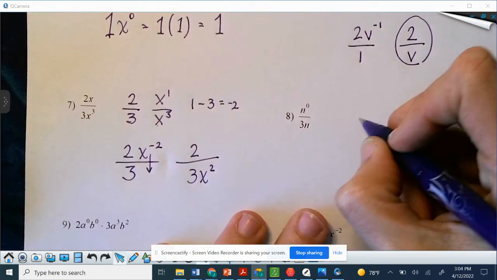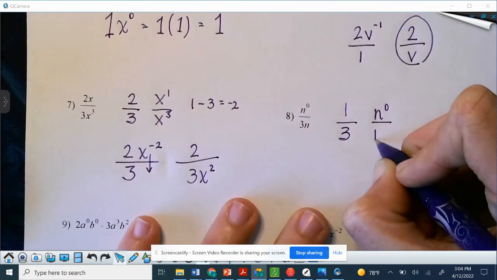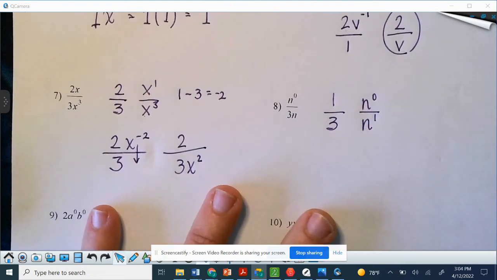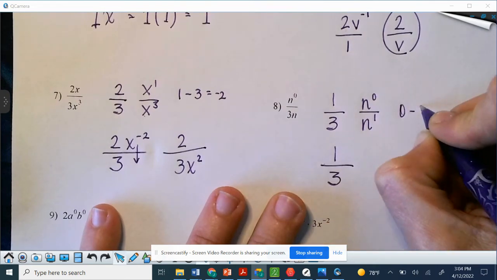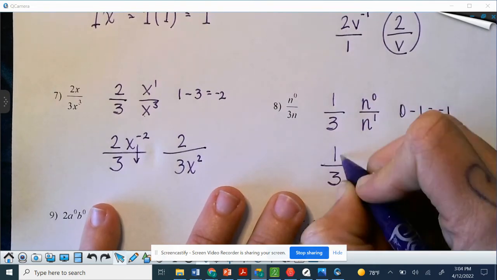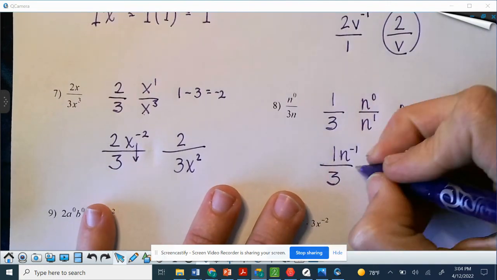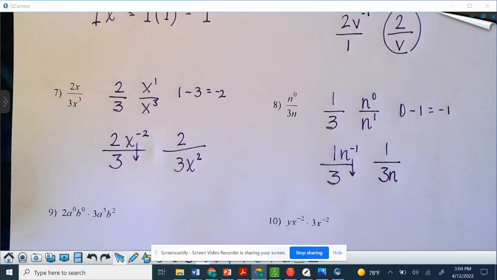So this one, ideally, it's a 1 over 3 and n to the 0 over n to the 1. So if we're sticking to the rule, maybe you already see some fun things and probably could have gotten to the answer without even having to think into it. But if you're sticking to the rule and using the properties, 1 over 3 stays the same. It can't be reduced. 0 minus 1 gives me a negative 1. So that means n to the negative 1. But you can't have a negative exponent, so we're going to drop it like it's hot, and it becomes a positive 1.